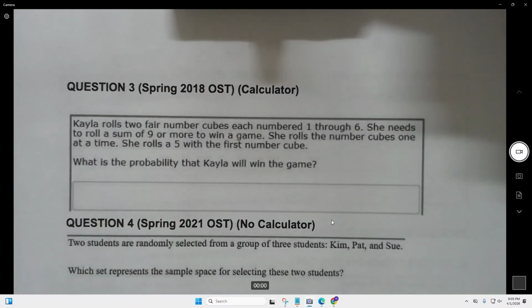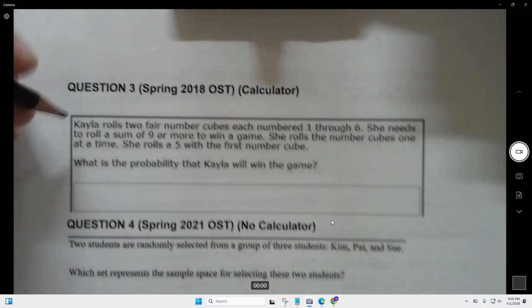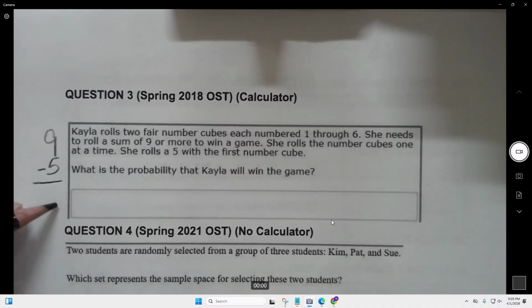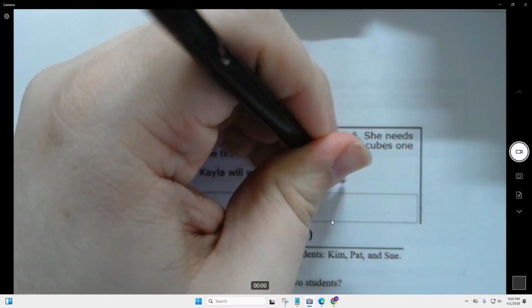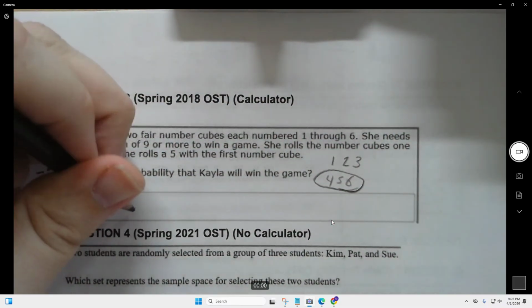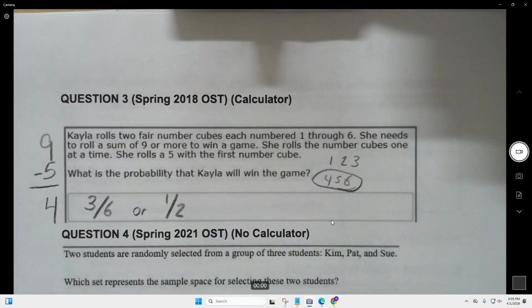Question 3. Kayla rolls 2 fair number cubes, each numbered 1 through 6. She needs to roll a sum of 9 or more to win the game. She rolls the number cubes 1 at a time. She rolls a 5 with her first number cube. What is the probability she wins the game? She needs to roll a 9 or more. She already has a 5. So that means she needs a 4 or higher. You can get a 4 or higher on a standard number cube of the 6 possible options on 4, 5, or 6, which means you have a 3 in 6 chance of getting it right, or a 1 in 2.